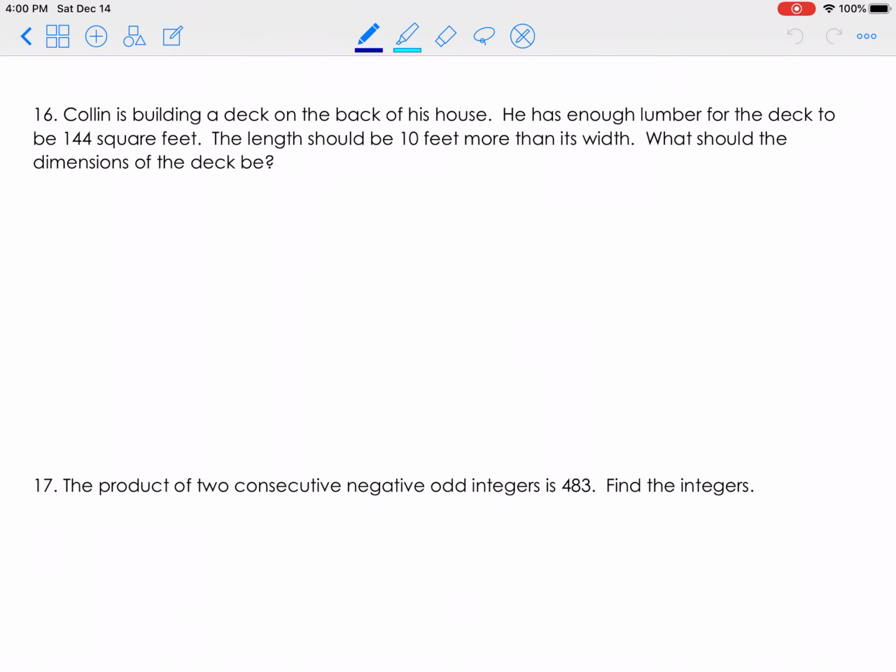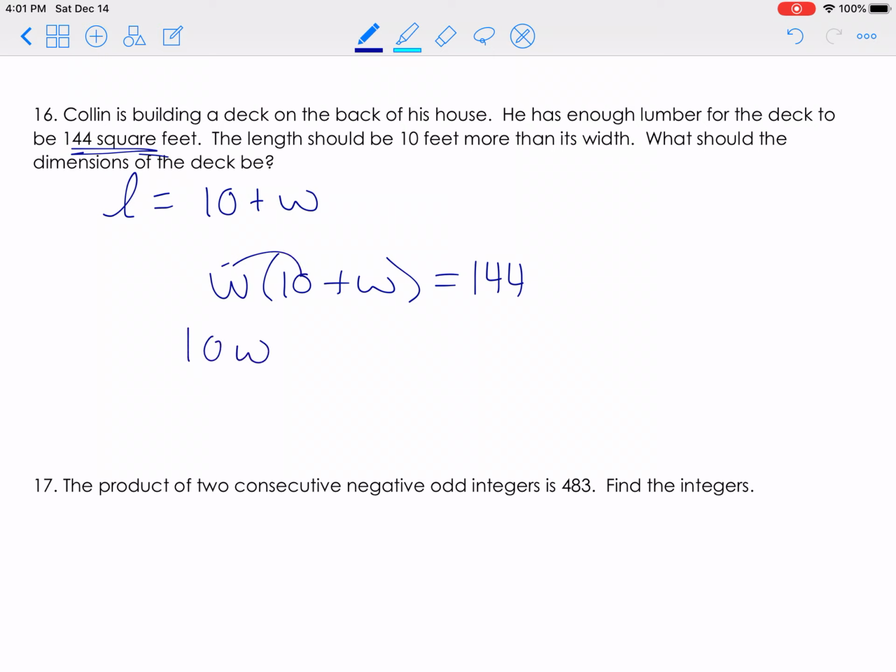16. Colin is building a deck on the back of his house. He has enough lumber for the deck to be 144 square feet. This is area. The length should be 10 feet more than its width. What should the dimensions of the deck be? Okay, so the width would be W, length is 10 plus W, and the area is 144. So W times 10 is 10W, W times W is W squared.